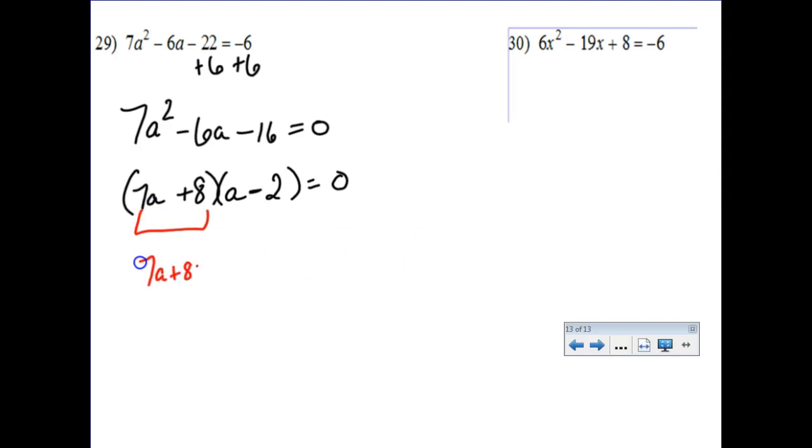7a plus 8 is 0, or a minus 2 is 0. So, we get negative 8 over 7, and then we get 2 as the other possible solution.